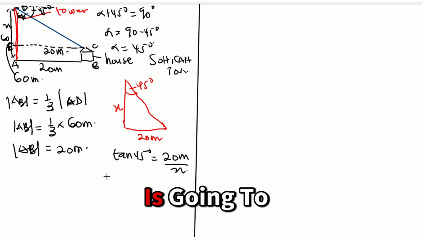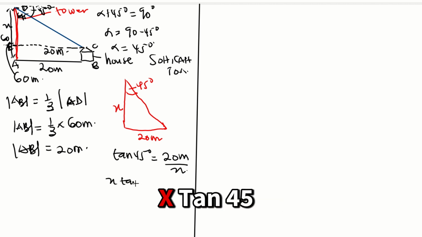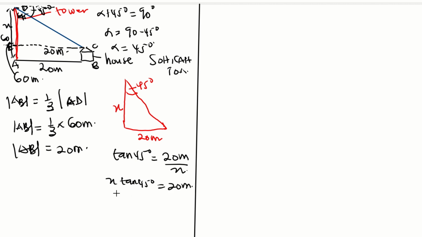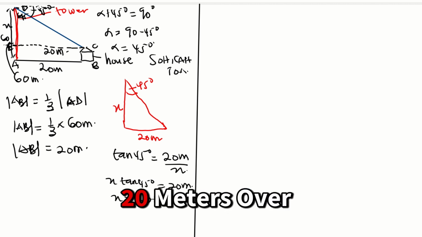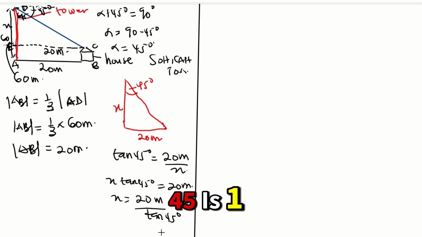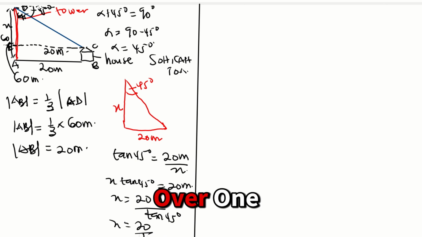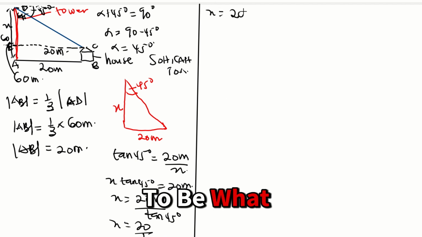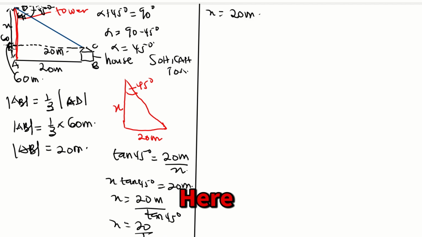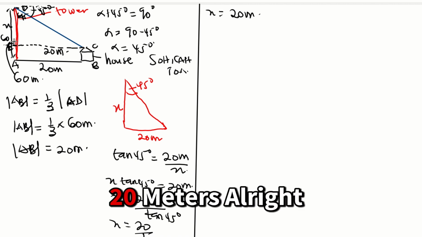Alright, and that is going to give us X tan 45 degrees is equal to 20 meters. Then our X is going to be 20 meters over tan 45 degrees. But tan 45 is 1. So X is equal to 20 over 1, and our X finally is 20 meters. So it means that the distance from here to here is 20 meters.